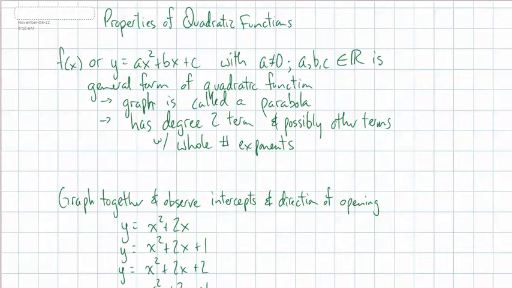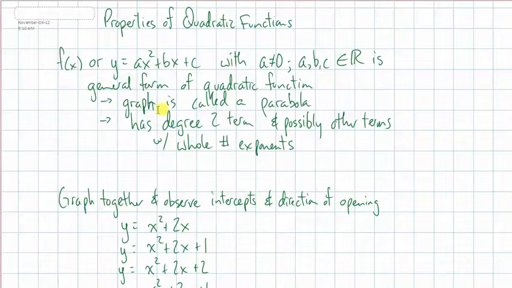We're studying quadratic functions, and we're going to begin by looking at properties of quadratic functions. First of all, we use the f of x notation to denote a function, which is the same thing as y. And for a quadratic function, the form is ax squared + bx + c. It's called general form. A can't be 0. You can think about why that would be. A, b, and c represent real numbers.